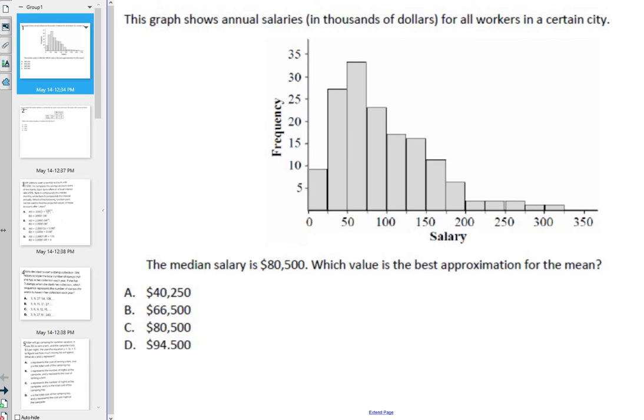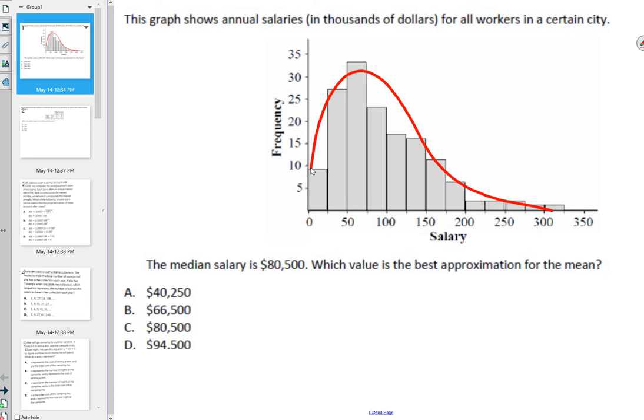The median salary is 80,500. Which of these is the best approximation for the mean? So the best way to do this one, this was a repeat. You had this one also on your statistics practice test way back when. If you look at the shape, how can I describe that shape?